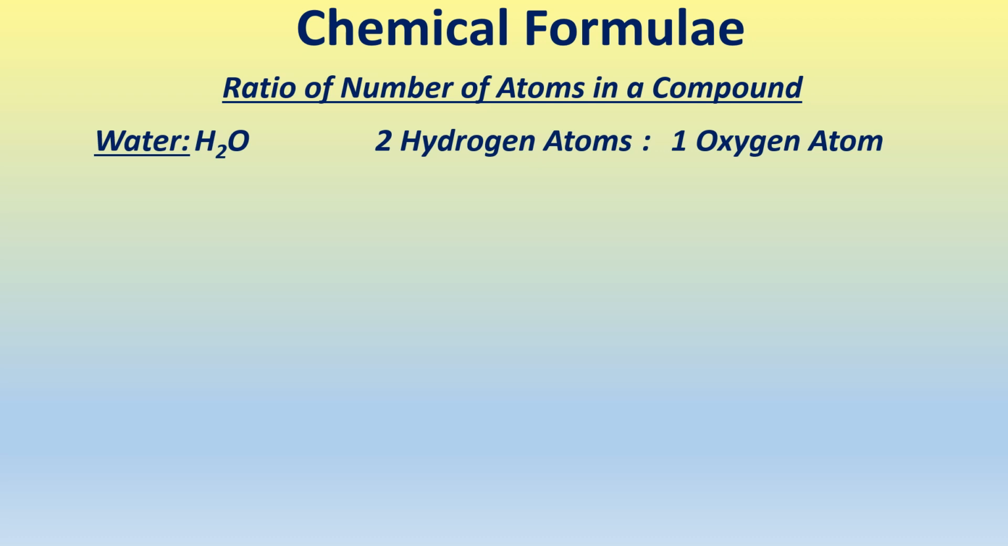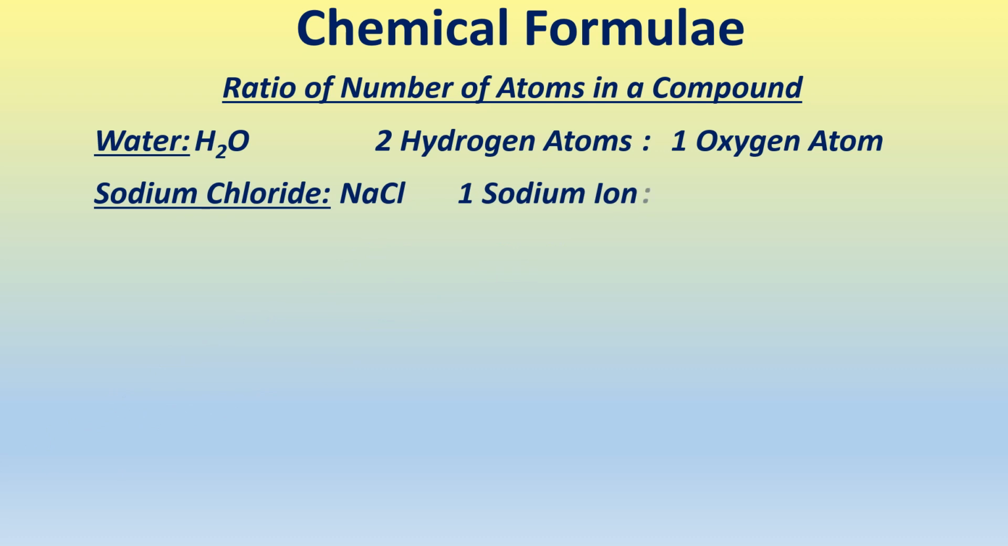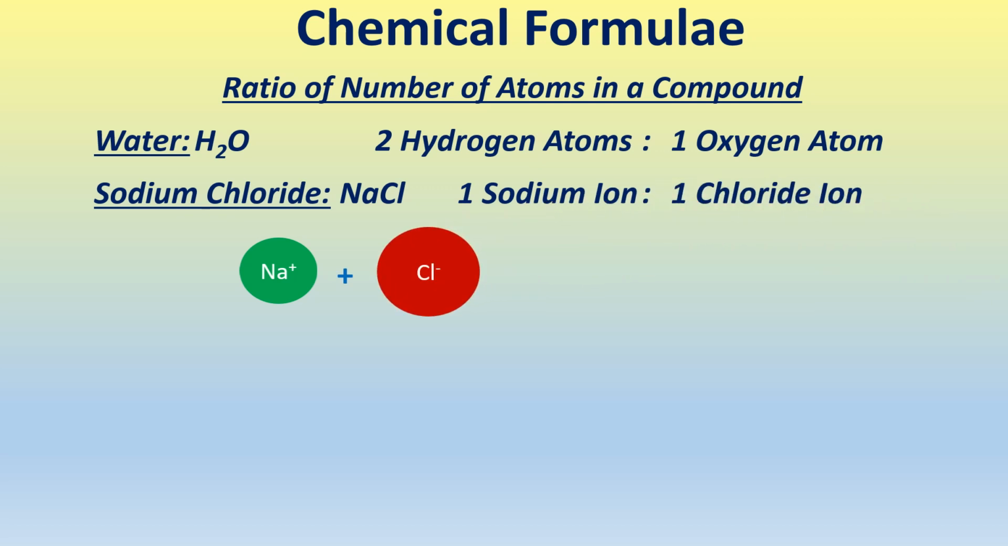Another common compound, table salt, sodium chloride. The formula is NaCl, which tells you that for 1 sodium atom, there's 1 chloride ion, rather. This seems fairly straightforward. So if I take 1 sodium plus ion and 1 chloride minus 1 ion, I will make 1 sodium chloride.